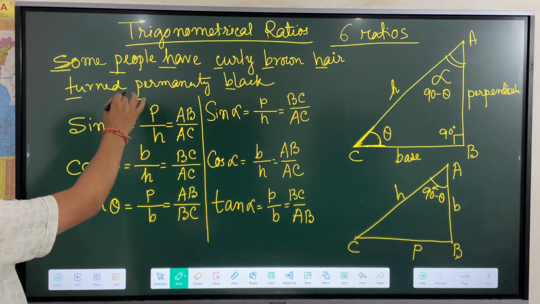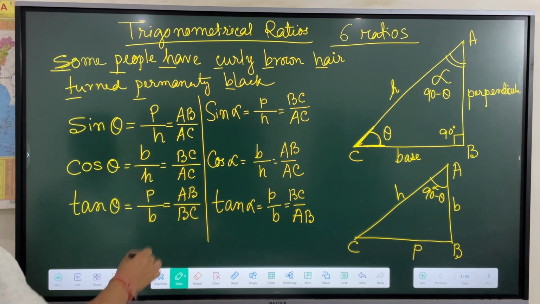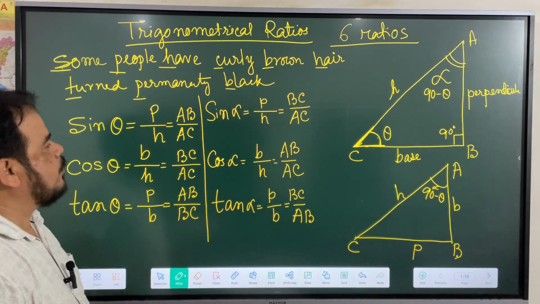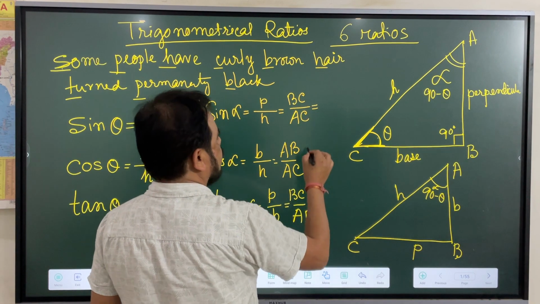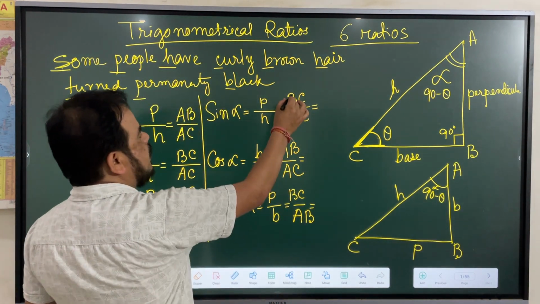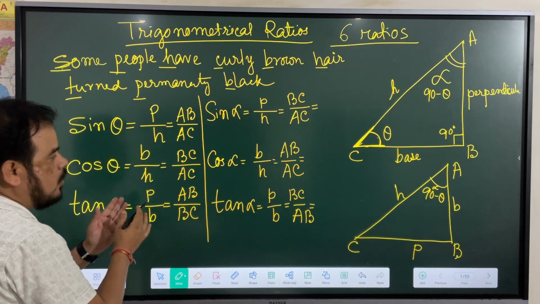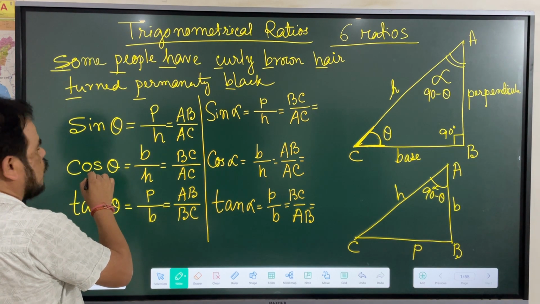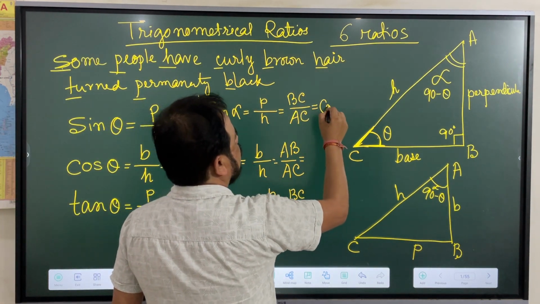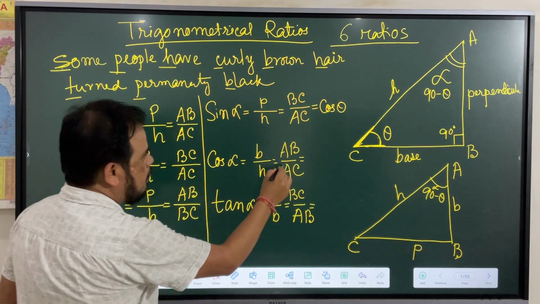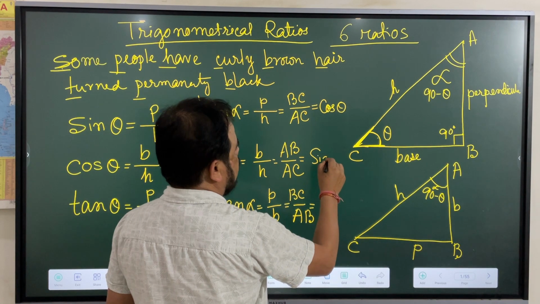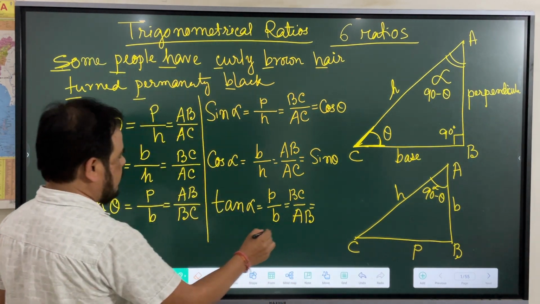With respect to theta, we have got three trigonometrical ratios. With respect to alpha, we have got three other trigonometrical ratios, but the conditions are the same. Now, BC by AC, we will find somewhere here also. Here BC by AC is how much? Cos theta. So BC by AC equals cos theta. AB by AC is sin theta. BC by AB.